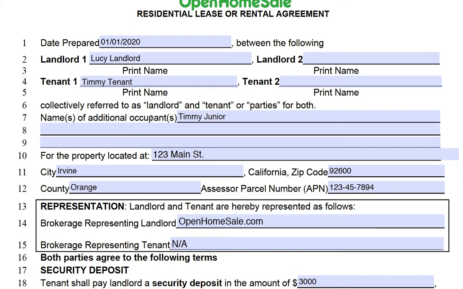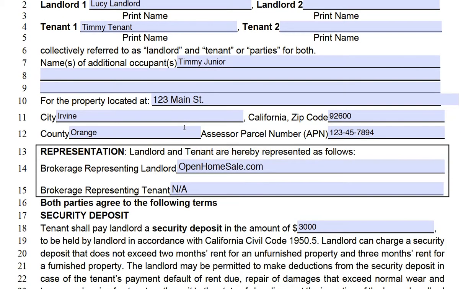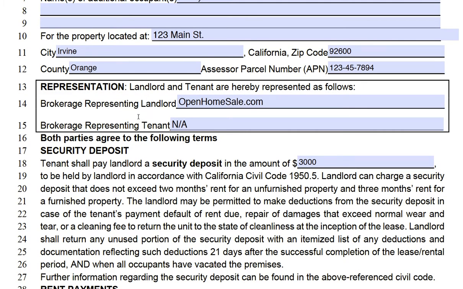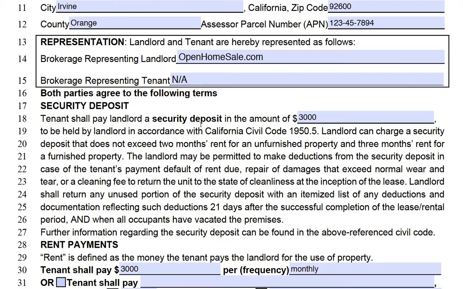Now, these are people that are going to occupy the premises but aren't mentioned as a tenant. Typically this would be kids or a relative that's going to be living on site with the tenant. Down here we have the address of the property, parcel number, which you can get from the landlord or even the assessor's website, county website. If there's an agent involved, you'll put the name of the brokerage. And if there's no agent involved, you can just put an NA here, not applicable.